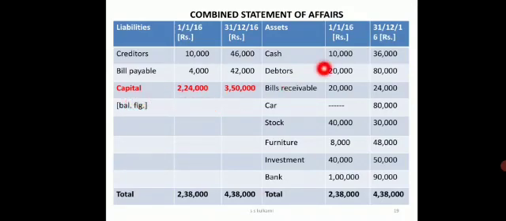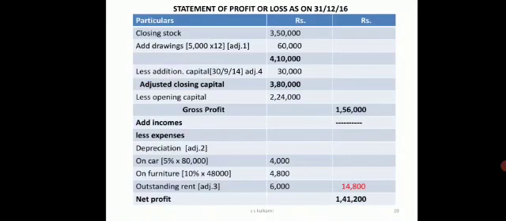Now we have prepared the opening statement of affairs. We'll go to the next step, that is, preparation of the statement of profit or loss. In the statement of profit or loss, we always start with my closing capital, which is 3,50,000. Now during the year, Kamath has withdrawn 5,000 per month.